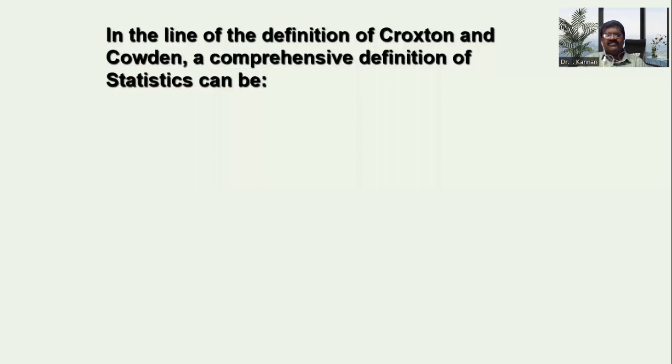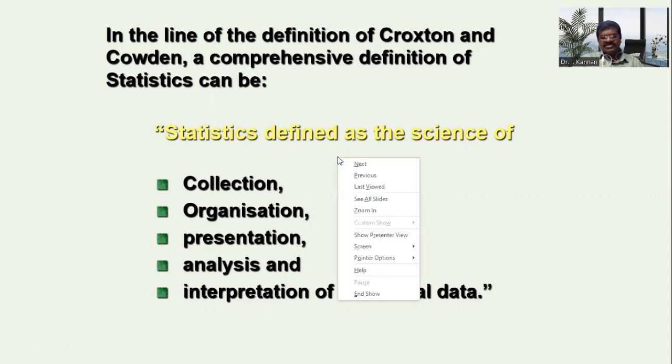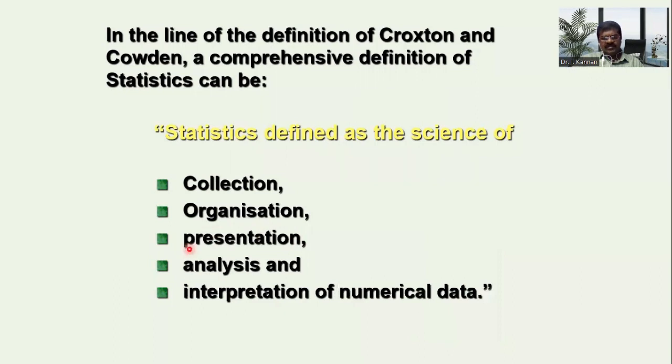Okay, so there are a lot of definitions. Statistics is a very vague term, to be very frank. There are a lot of definitions, but I selected this definition because it includes all the important objectives of doing statistics for research. So statistics is defined as the science of collection, organization, and presentation, analysis, and interpretation of numerical data.